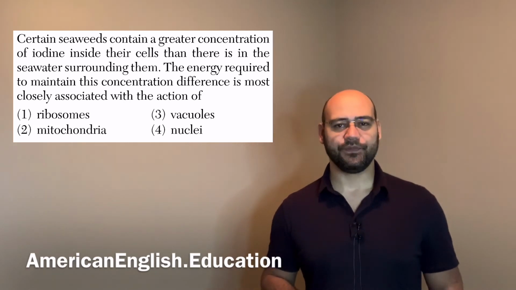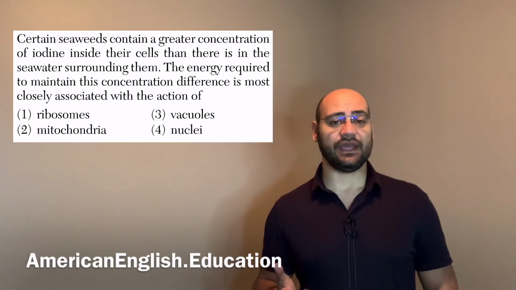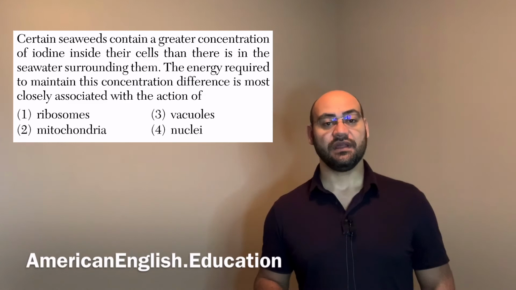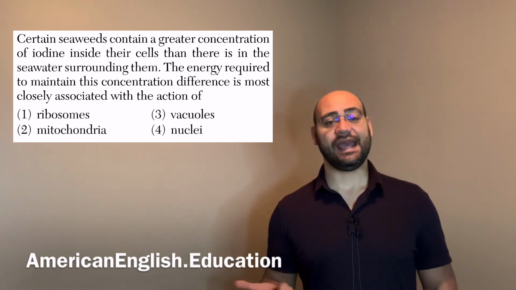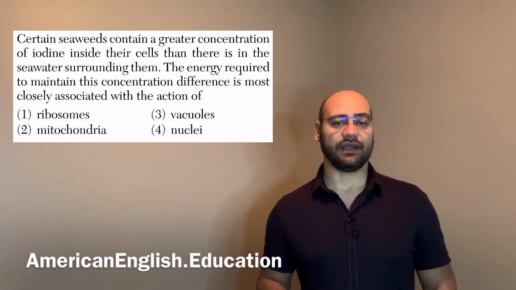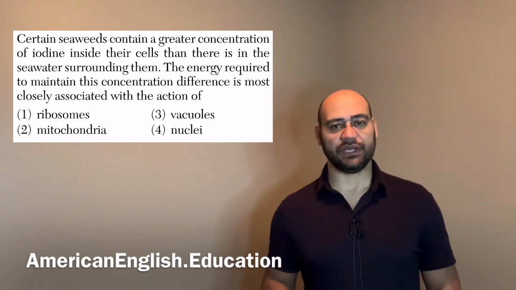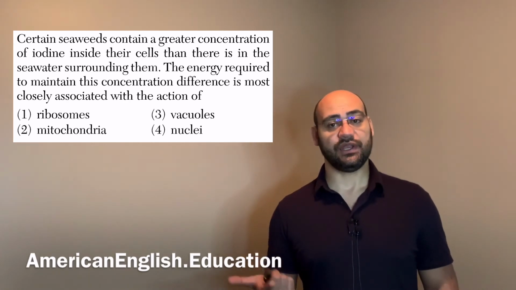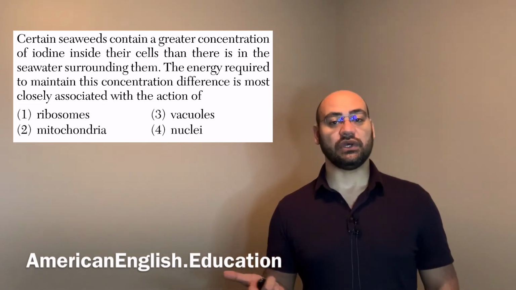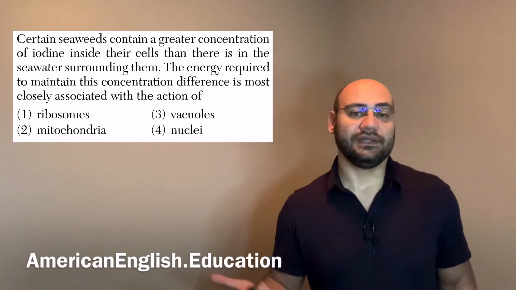Now, let's take a look at ribosomes. Number 1. Ribosomes are associated with proteins as well as amino acids. The text does not even mention any of that. So number 1 is incorrect. Mitochondria. Mitochondria is associated with energy. Do we have energy in the text? Yes, we do. The energy required to maintain this concentration difference is most closely associated with the action of mitochondria.